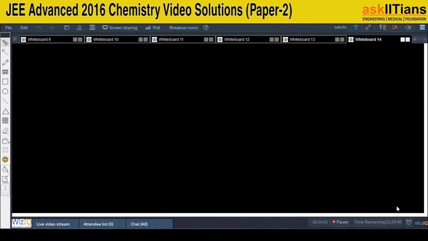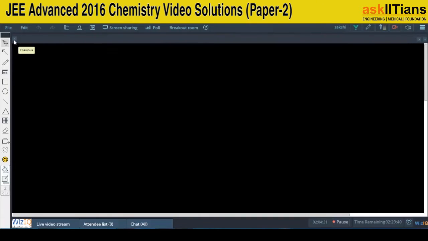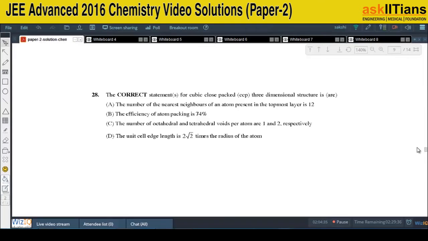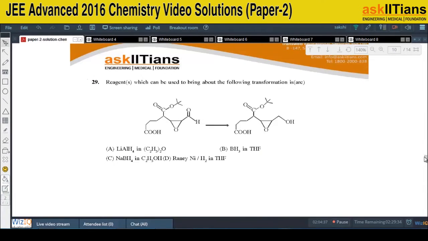Students, now I think it's time that we should continue with question number 29. Let me first of all make you read the question. Give me a second so that I can show you the question. Yes, so question number 29. The question says that the reagents which can be used to bring about the following transformations is or are.